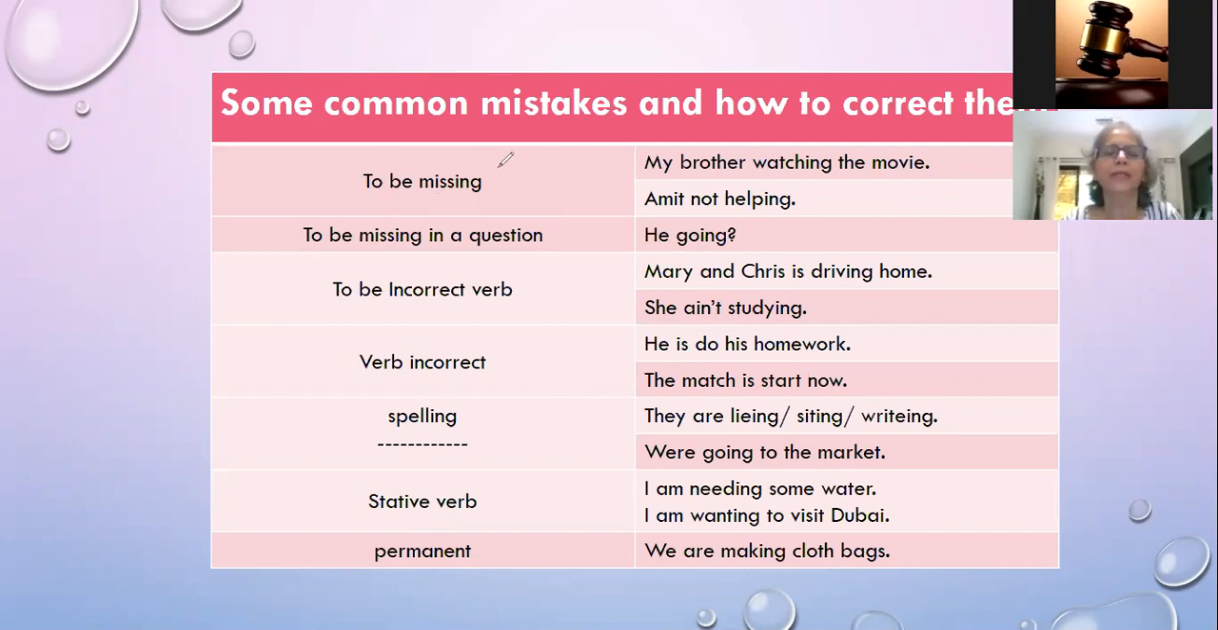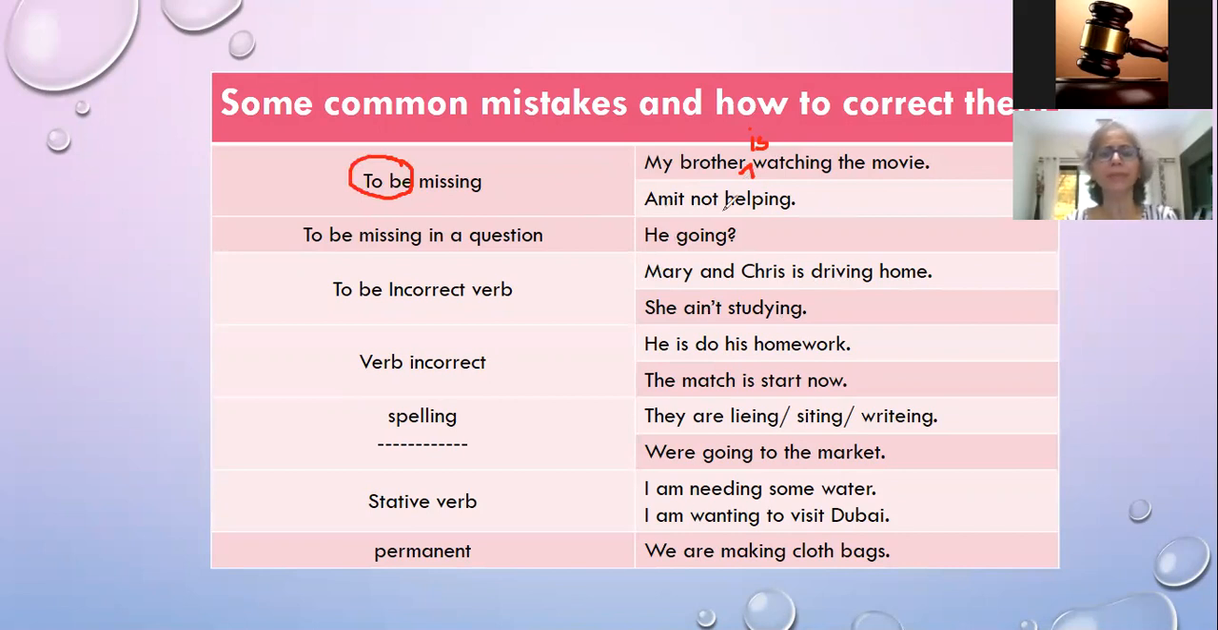Sometimes when we speak, we forget to use the to be word, which needs to be spoken before the verb, the action word. For instance, "my brother watching the movie." It conveys the meaning and communicates what my brother is doing, but it is an incorrect sentence. What should have been written here? My brother is watching the movie. So the to be word that was missing is "is".